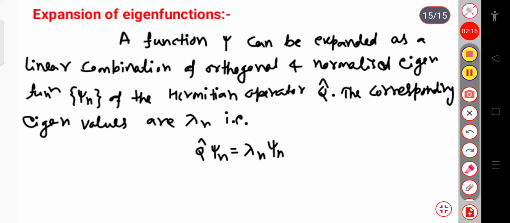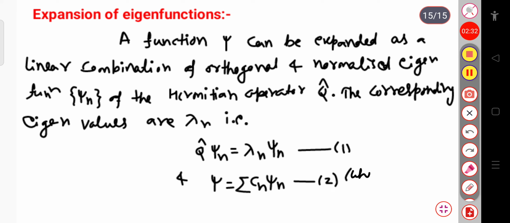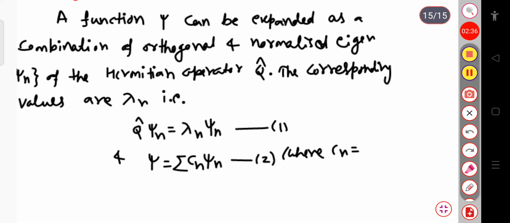We can write this psi as the linear combination of all the psi n, that is the sum over n of Cn into psi n, where this is equation 1 and this is equation 2, where Cn is the expansion coefficient. So this is called the expansion coefficient. These are equations 1 and 2.